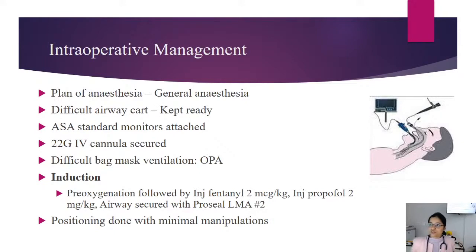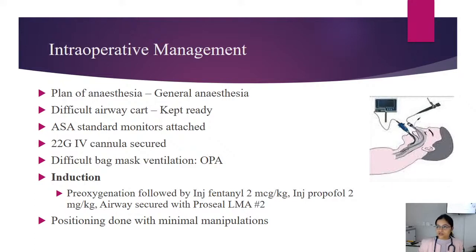General anesthesia was planned, and because of the hypoplastic mandible and large tongue, a difficult airway cart was kept. Different sizes and types of supraglottic airway devices, video laryngoscopes, stylets and bougies were kept ready. ASA standard monitors like NIBP, ECG and SpO2 were attached. A 22 gauge IV cannula was secured, and the child was induced with injection fentanyl 2 microgram per kg and propofol 2 milligram per kg after pre-oxygenation.